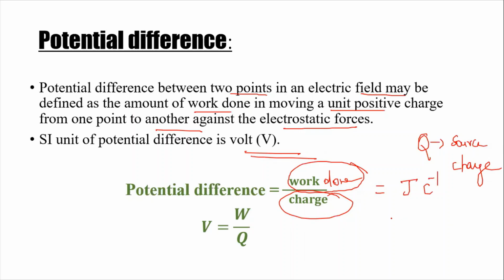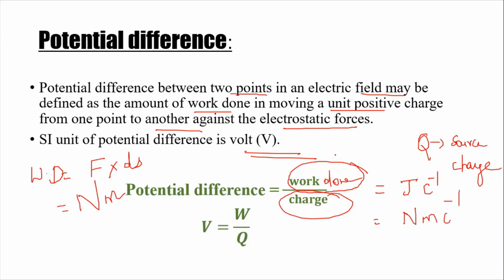Now, another formula, work done is equal to force into displacement, right? So force is Newton, displacement is meter. So Newton meter per coulomb. All these are SI units of potential difference.